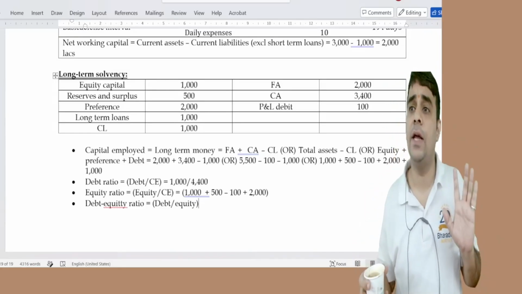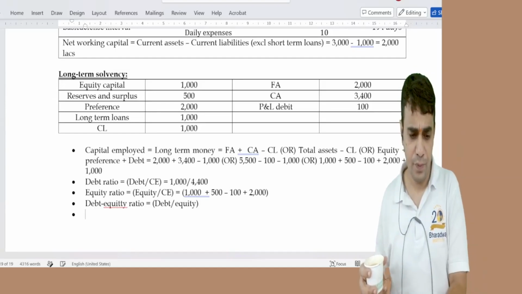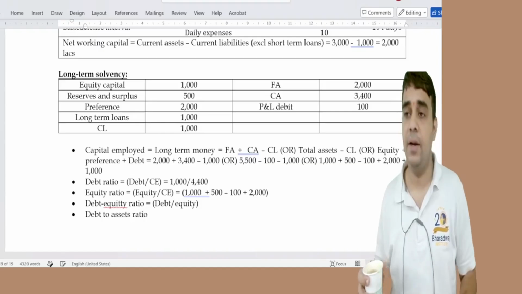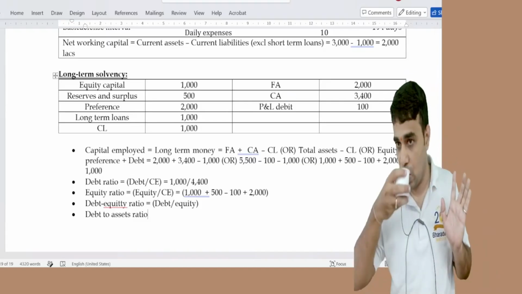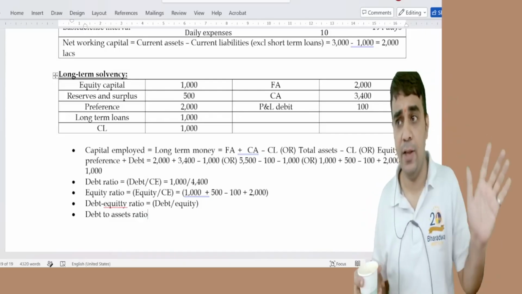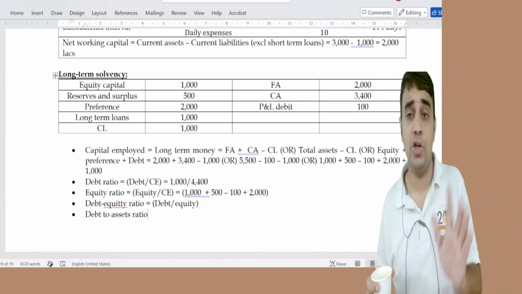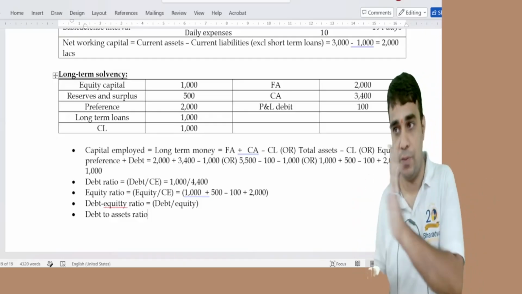Third is the debt equity ratio, which is debt divided by equity. Fourth is the debt to asset ratio. As the name indicates, debt divided by asset. In this, the debt can mean any of the three which I said. It can be long-term debt, long-term plus short-term, or long-term plus short-term plus creditors and all of this. Okay.